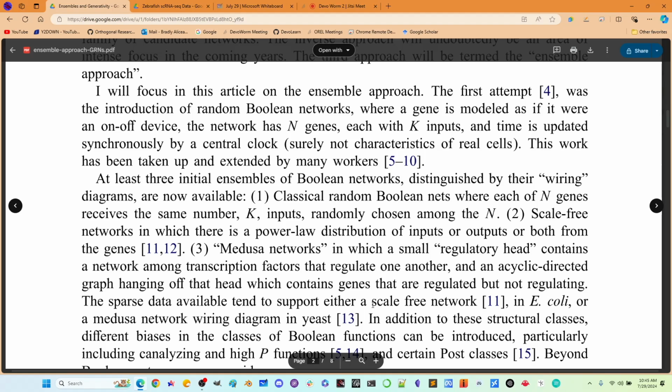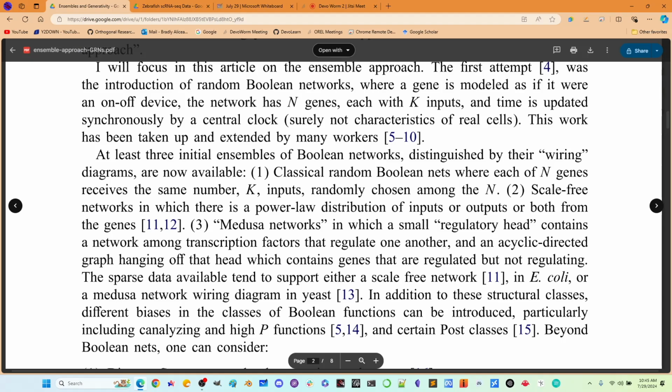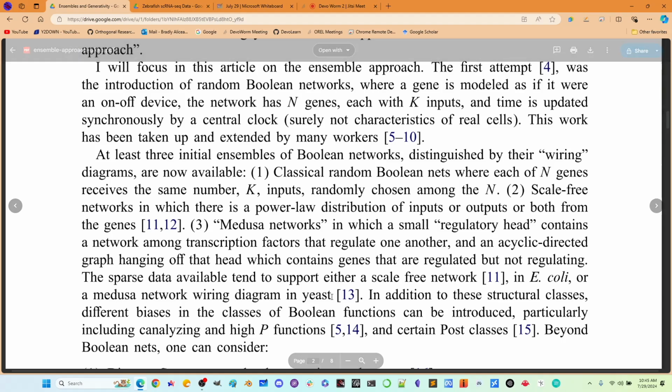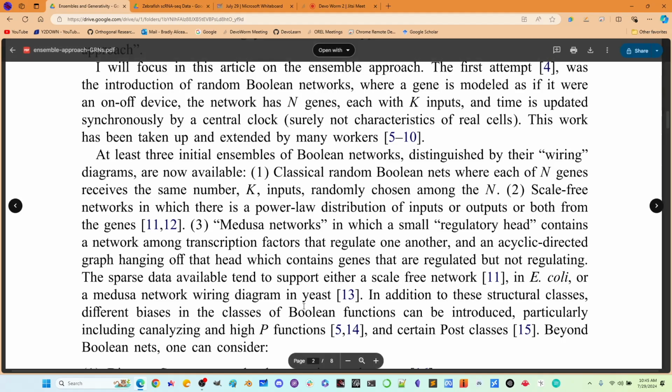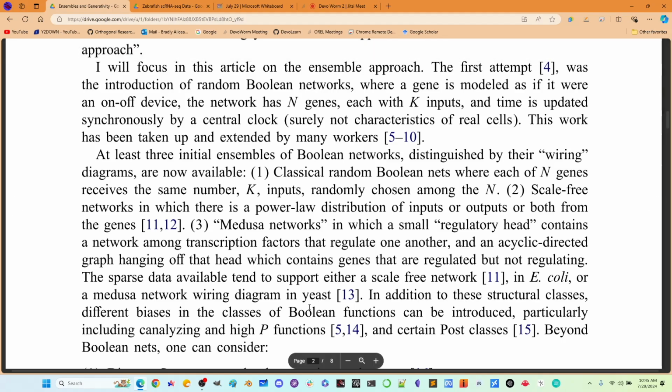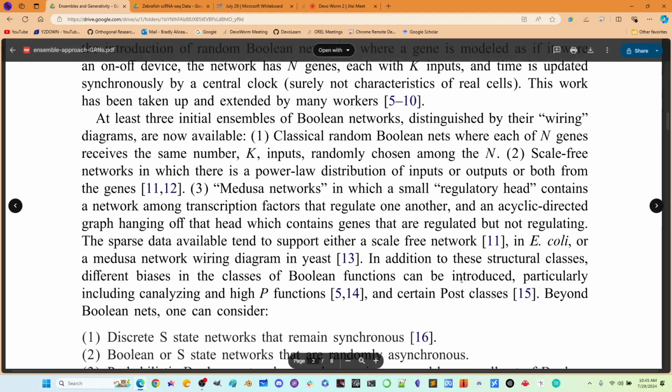The sparse data available tend to support either a scale-free network, and this is true in E. coli, or a Medusa network diagram, which is true in yeast. So these are citations 11 and 13. So basically, you have examples from E. coli and yeast, which tend to suggest that it's either scale-free or Medusa. In addition to these structural classes, different biases in the classes of Boolean functions can be introduced, particularly including canalizing and high P functions in certain post-classes.